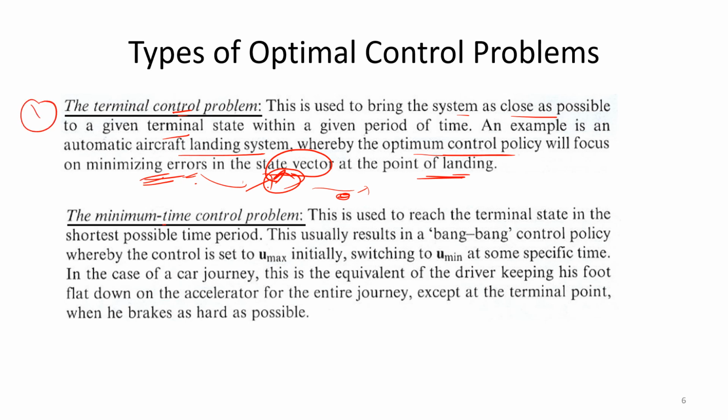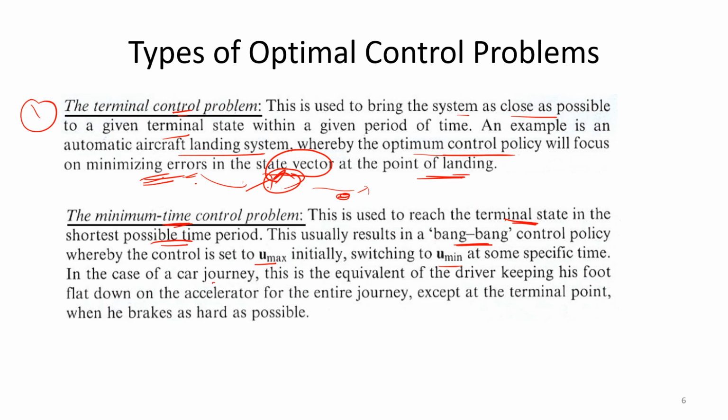The next one is the minimum time control problem. Whenever you do any control action, make sure that it takes the shortest time. Landing is my target, so try to reduce the time to the shortest possible, then only people will prefer the flight. So always go for the shortest possible time to reach the terminal state. This results in a bang-bang control policy, because you set the control value to the maximum initially, then switch to minimum at some specific point in time.